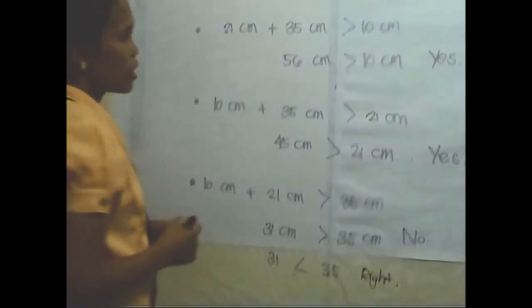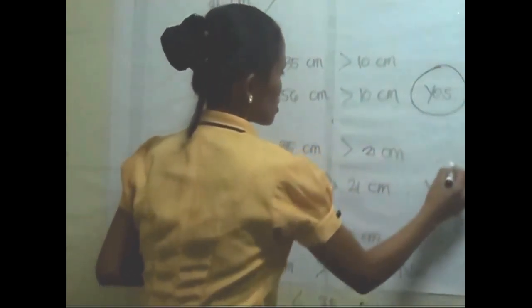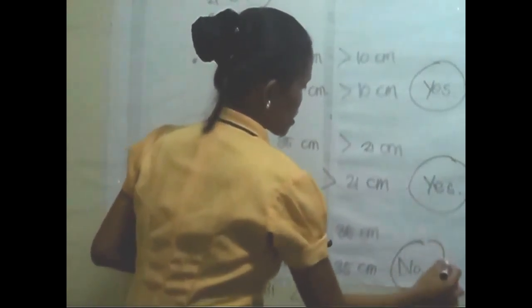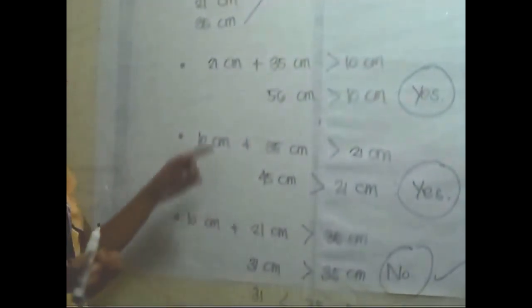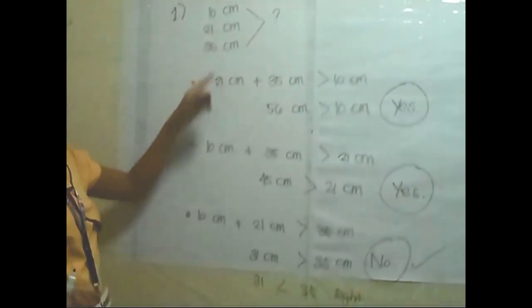So therefore, only 2 satisfy. The other one is no. Therefore, we cannot form a triangle with this measurement.